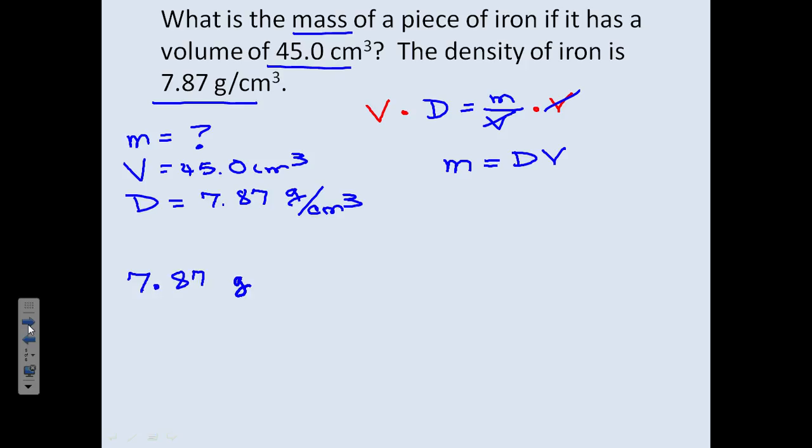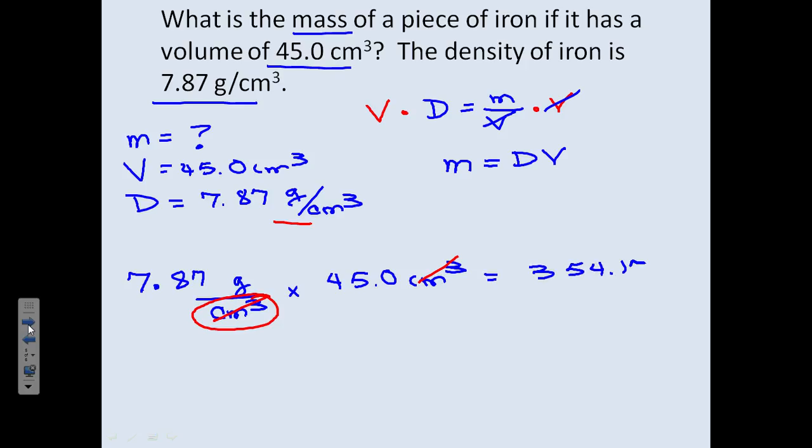So solving for my problem, 7.87 grams per cubic centimeter times 45.0 cubic centimeters. Cubic centimeters cancel. Notice it makes it a little bit easier if you make it a horizontal line rather than a slanted line. It's just easier to catch. You multiply, and your answer will be something like 354.15 grams. Look back at your sig figs. I have 3 in each of them, so my final answer is 354 grams is my mass.